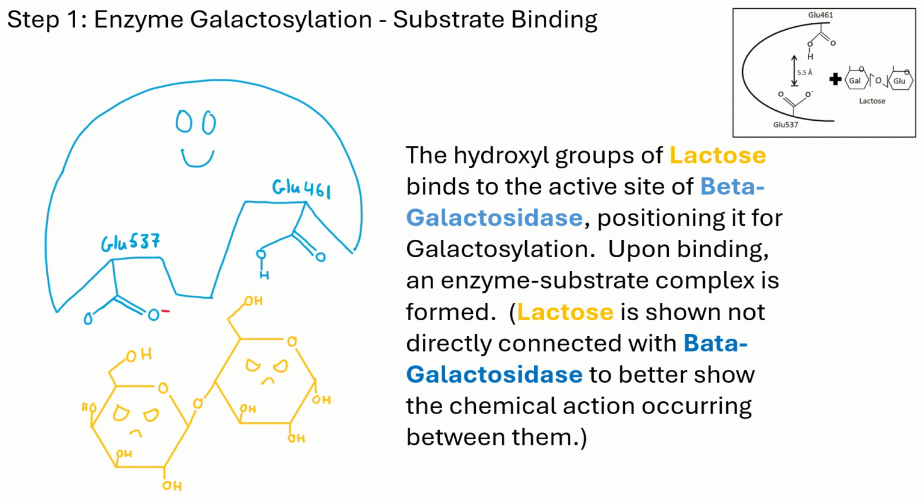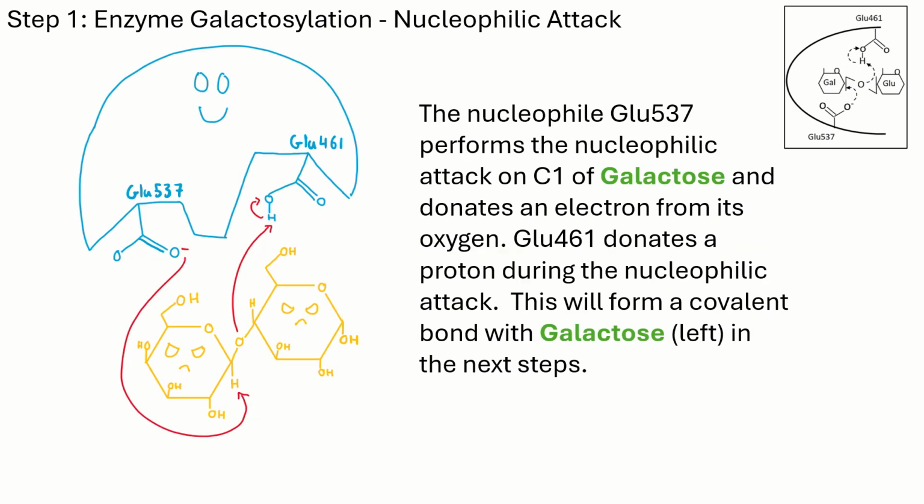The hydroxyl groups of lactose bind to the active site of beta-glucosidase, positioning it for galactosylation. Upon binding, the enzyme substrate complex is formed. Lactose is shown not directly connected to beta-glucosidase, and this is to better show the chemical action occurring between them.